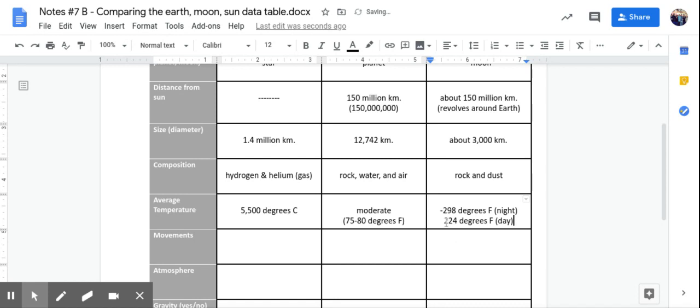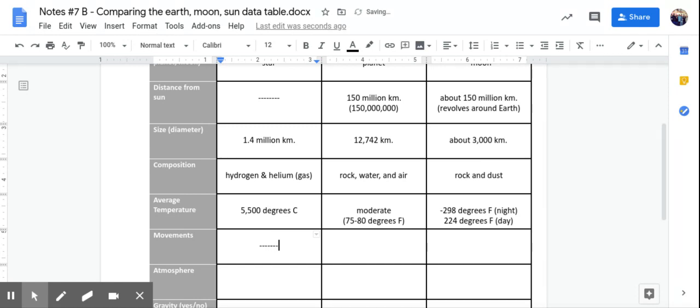Okay. Now remember, typically our days are anywhere from 75 to 80 degrees Fahrenheit. We start to sweat pretty badly even when it gets up to 100 degrees Fahrenheit. So 224 degrees Fahrenheit is much, much higher. And then obviously negative 298 degrees Fahrenheit is quite cold. So the moon has much more extreme temperatures than the Earth.